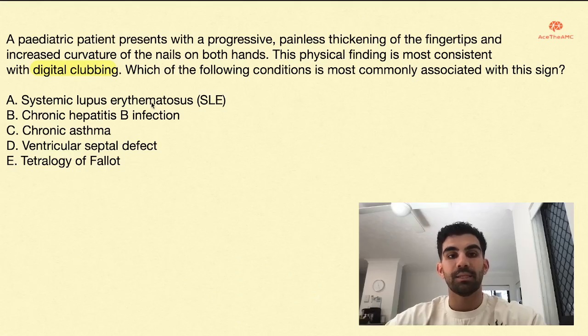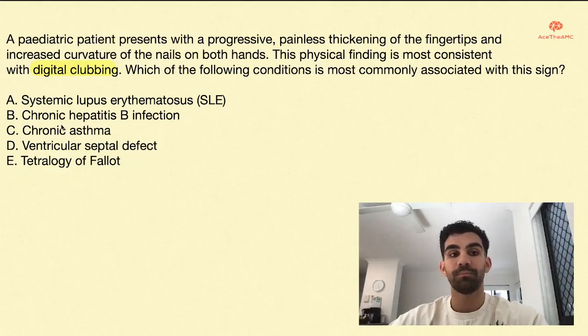A, SLE isn't associated with digital clubbing, okay? In the hands in SLE, you will see a rash, arthritis, and Raynaud's phenomenon. B, chronic Hep B infection. You wouldn't see digital clubbing in chronic Hep B in a kid. Remembering chronic Hep B in a kid will present quite mildly or potentially not even at all. You won't even see any symptoms, okay?